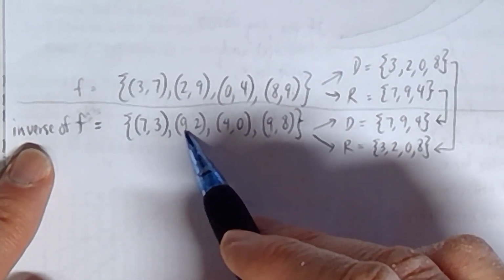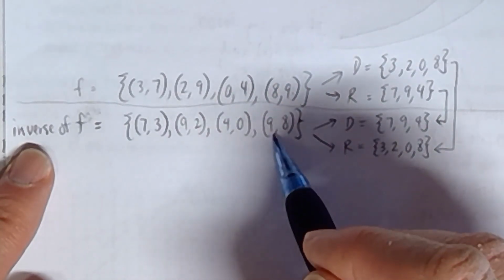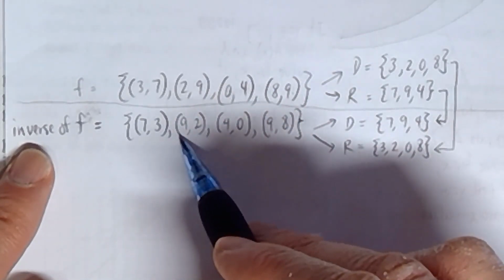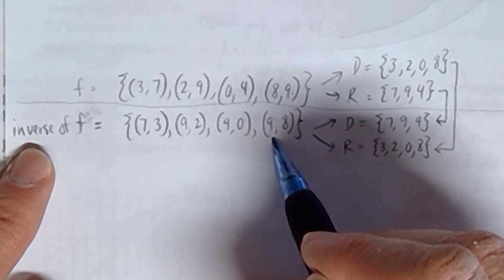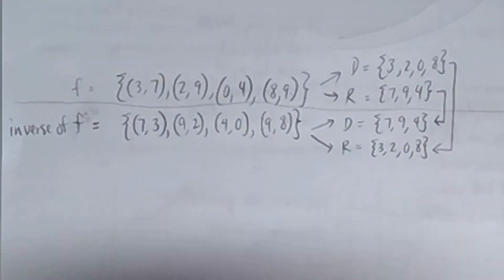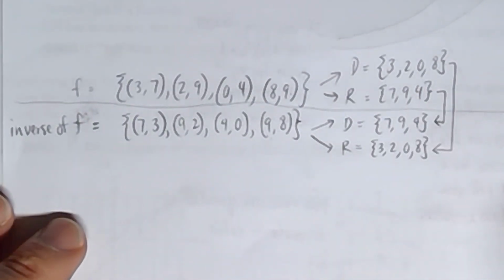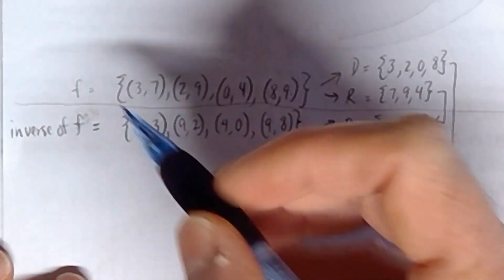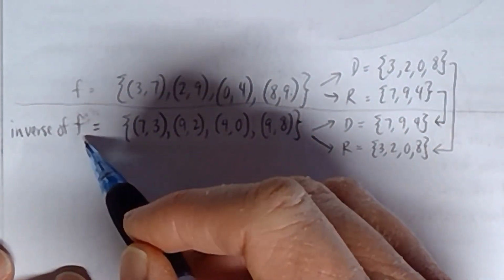they become x's, don't they? And you can't have x's that are the same. So if the original problem had y's that are the same, that means that the inverse will then have x's that are the same, and you can't have that. Now, it could still be an inverse. It's just that the inverse is not defined as a function. That's all.